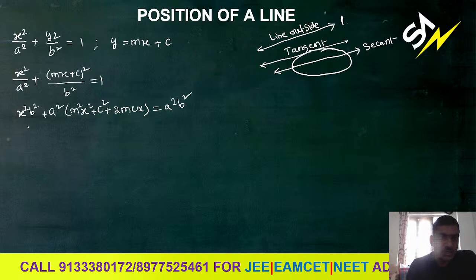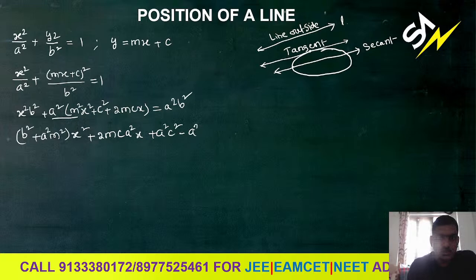Now let us gather all the x square terms. Here the coefficient of x square is b square plus a square m square. Next the x term, 2mc a square x. Next the constant term, a square c square minus a square b square, which is equal to 0. So here we got a quadratic equation in terms of x.